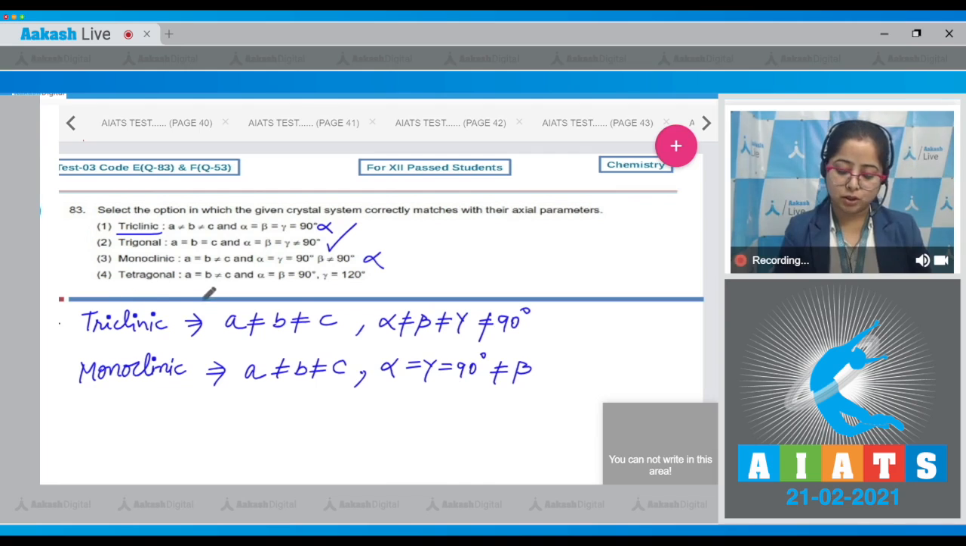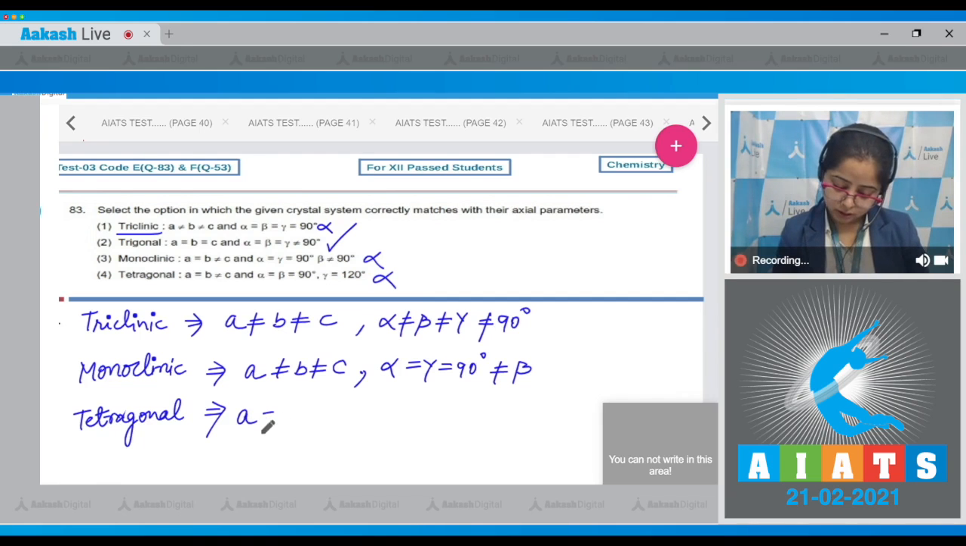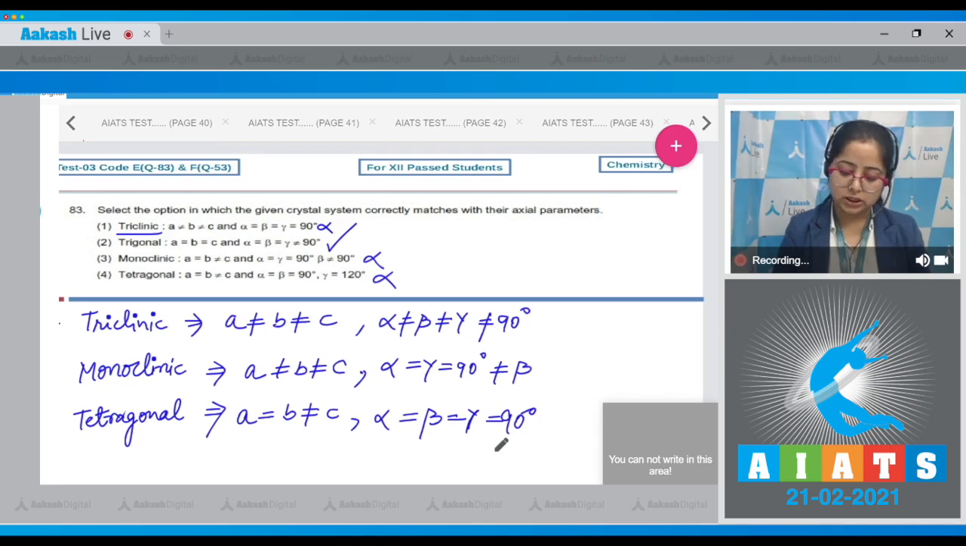Moving to last, tetragonal. Student, this is also an incorrect match. Here I am writing the correct axial parameters for tetragonal lattice. For tetragonal, a equals to b, not equals to c, alpha equals to beta equals to gamma, which is equals to 90 degree. That means the correct answer for this question is option number 2.